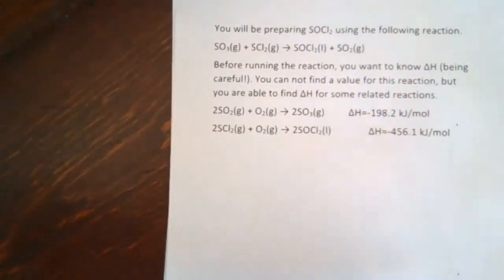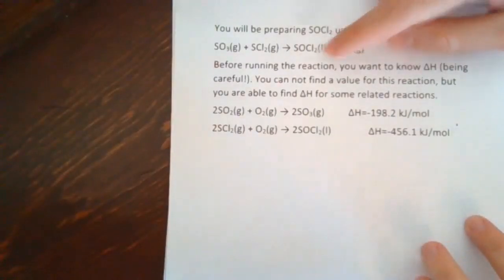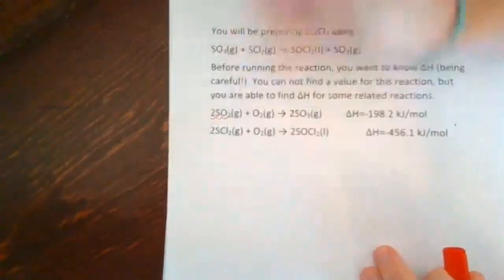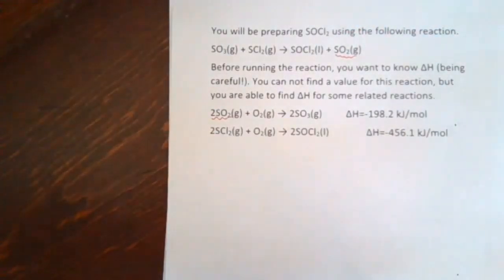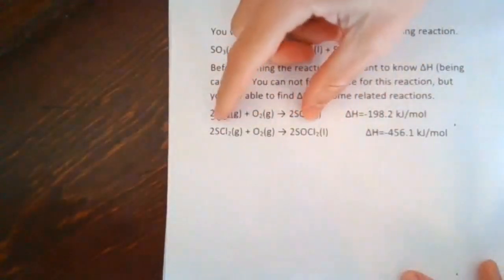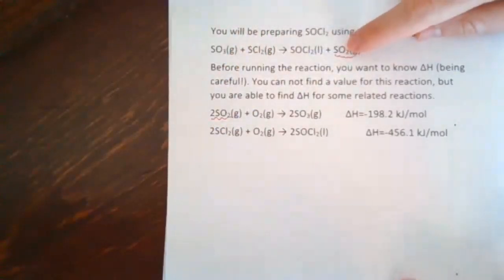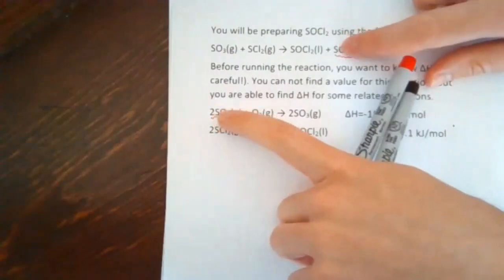What I really want to key in on is, do I have anything that is only in one of the reference reactions? So for example, SO2. I can see SO2 is only in this one reference reaction, and it only shows up on the product side. So what I want to do is, when I add it together, SO2 needs to be a product, and it needs to have a coefficient of 1.